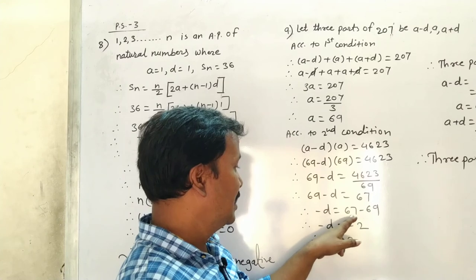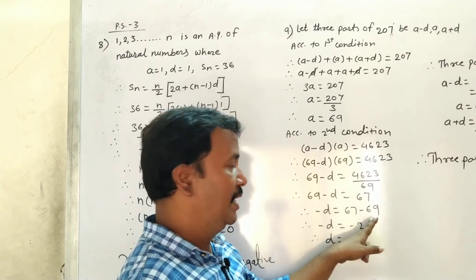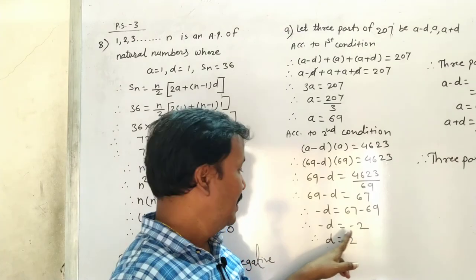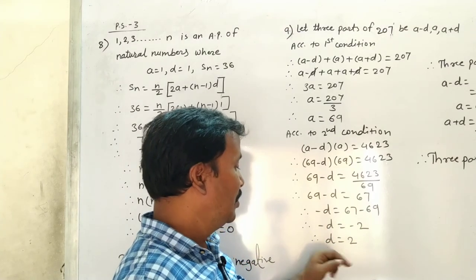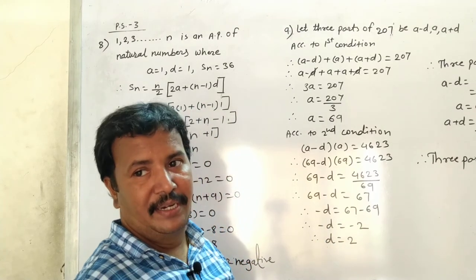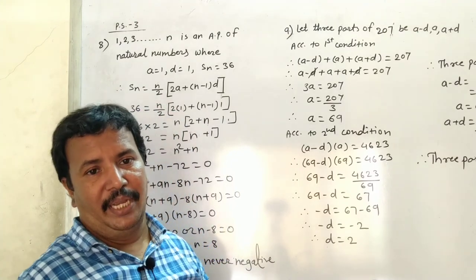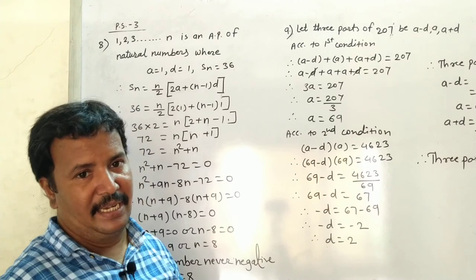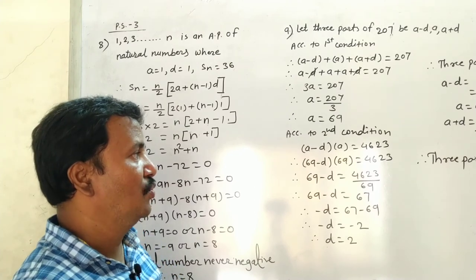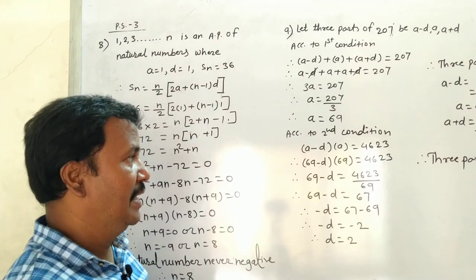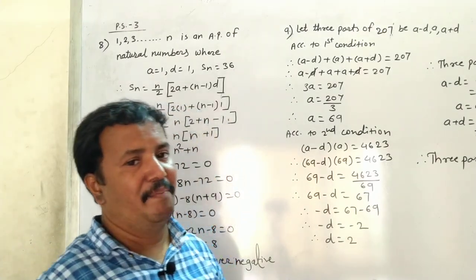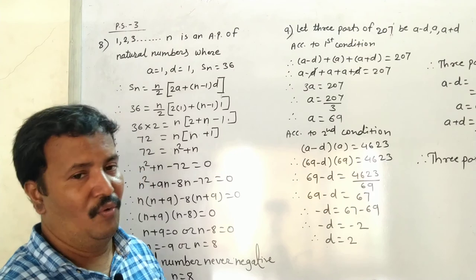So 69 minus d is equal to 67. Minus d is equal to 67, yahan pe plus hai, yahan pe minus ho gaye, to 67 minus 69 is equal to minus 2. Yahan pe minus minus cut hua, to d kya aaya isme? 2 aaya. Kyunki hum log ko a aur d chahiye. 3 parts are, to 3 parts kaise aayenge? a minus d means 69 minus 2 is equal to 67. a is equal to 69, we have a plus d is equal to 69 plus 2 is 71.